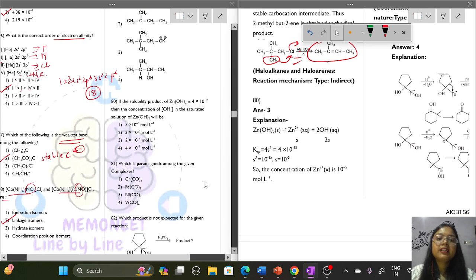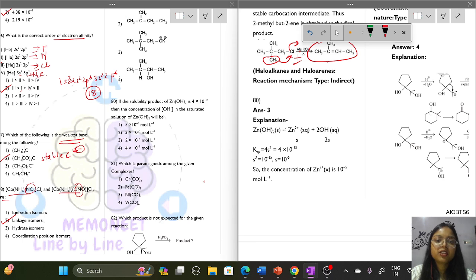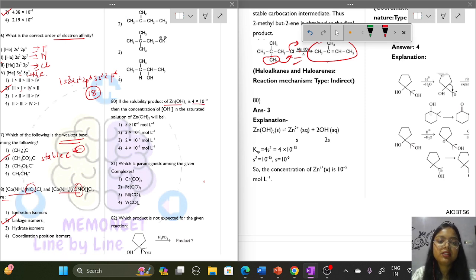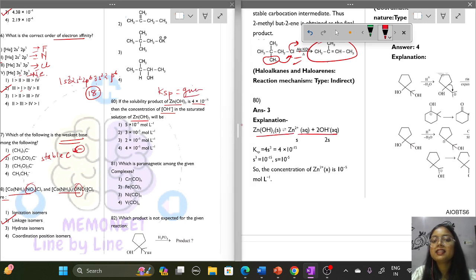Next is question number 80. The solubility product of Zn(OH)2 is 4 into 10 to the power minus 15. Then the concentration of OH minus in the saturated solution of Zn(OH)2 will be? The solubility product is given, which means that Ksp is given, and this is the equation we can form here.